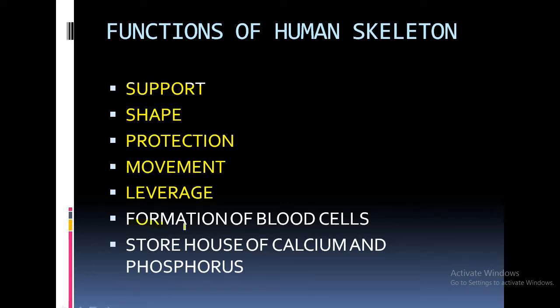Then formation of the blood cells. The bone marrow of the long bones helps in the formation of the blood cells, that is the red blood cell and the white blood cell. It is also the storehouse of the calcium and phosphorus. The bones are also the storehouse of the calcium and phosphorus.